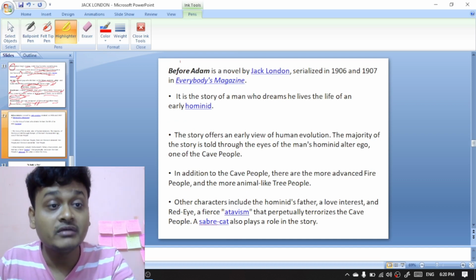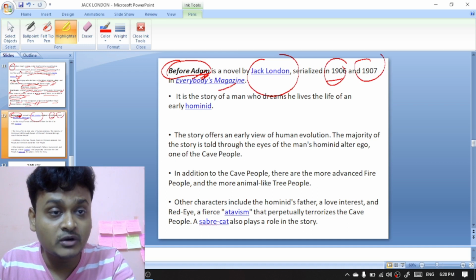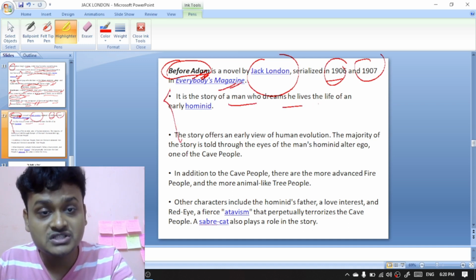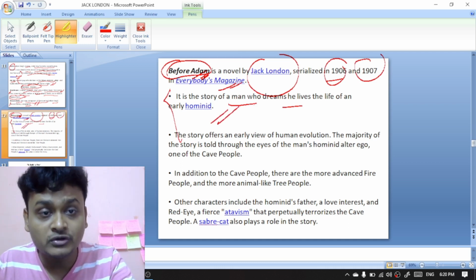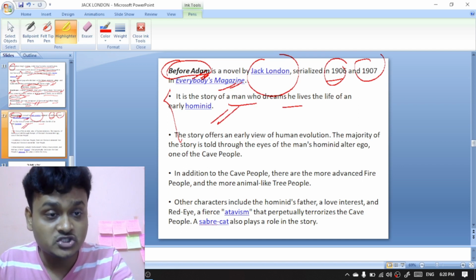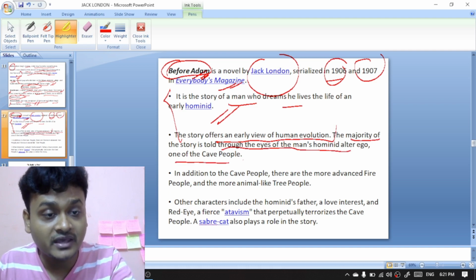Before Adam is another novel written by Jack London. It was serialized in 1906 to 1907 in Everybody's magazine, and it is the story of a man who dreams he lives the life of an early hominid. The story offers an early view of human evolution, and the majority of the story is told through the eyes of the man's hominid alter ego and one of the cave people.